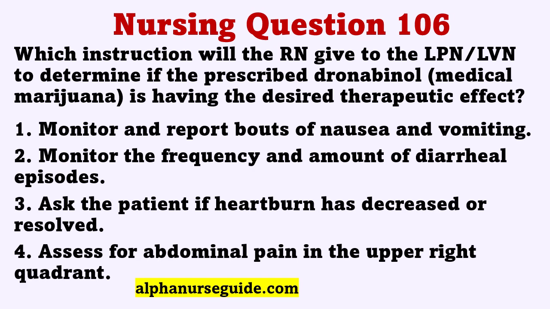Which instruction will the RN give to the LPN/LVN to determine if the prescribed dronabinol, medical marijuana, is having the desired therapeutic effect? 1. Monitor and report bouts of nausea and vomiting. 2. Monitor the frequency and amount of diarrheal episodes. 3. Ask the patient if heartburn has decreased or resolved. 4. Assess for abdominal pain in the upper right quadrant. The correct answer is 1. Monitor and report bouts of nausea and vomiting. Rationale. Dronabinol medical marijuana is prescribed to treat nausea and vomiting.